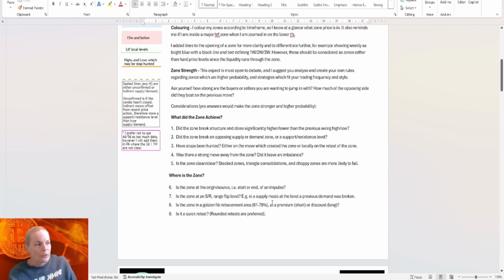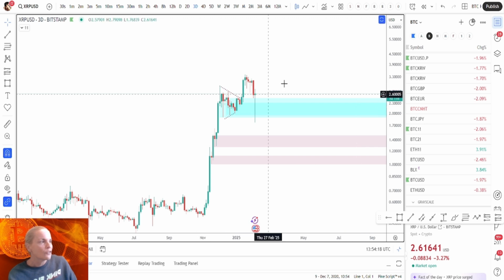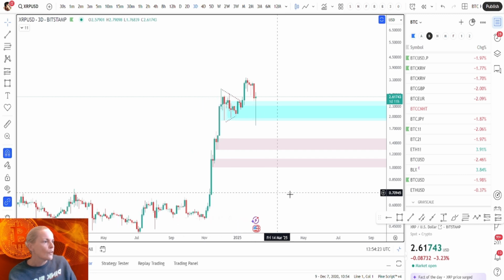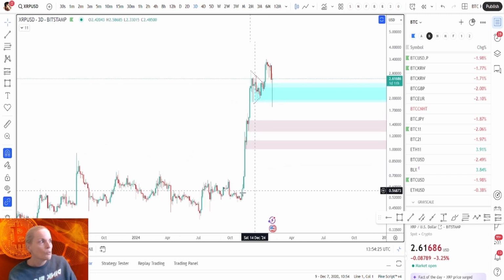Is the zone in a golden fib retracement area? Ideally, if you've had a strong up move or a strong down move, you want to be looking for shorts at a premium on the strong down move. So after it's retraced more than 50% of that down move, or similarly for the long, 50% at least, and preferably the 61 to 78% area. And then finally, is it a quick retest of the zone? We prefer rounded retests. So let me again find some examples on this. Okay, so Ripple, for example.